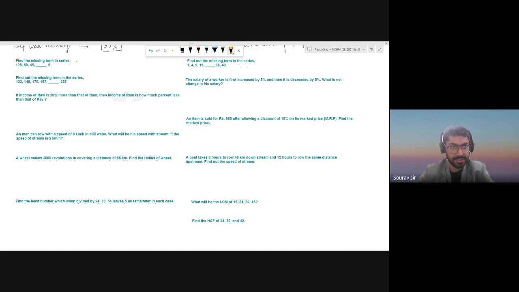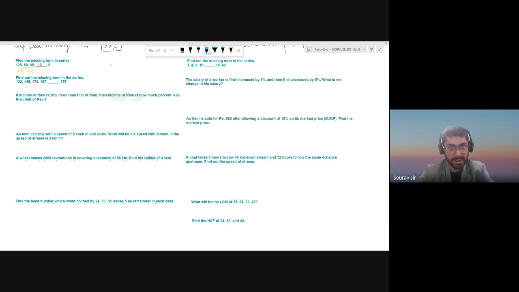Find the missing term in the series. So the first thing you should do is check the differences. So 125 to 80 we have a difference of 45. 80 to 45 we have a difference of 40. No, 35. So the next difference should be 25. So the number here would be 20.